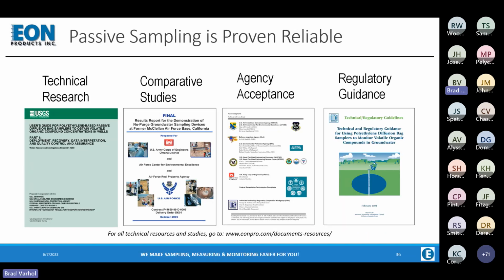It's been proven reliable. I said that a few times, but here are some of the documents that have been published to support that, from no less prestigious organizations than the USGS and the ITRC. We have research, we have comparative studies, general agency acceptance and regulatory guidance. Where should they be used? How should they be used? And really, should they be used on any particular site?